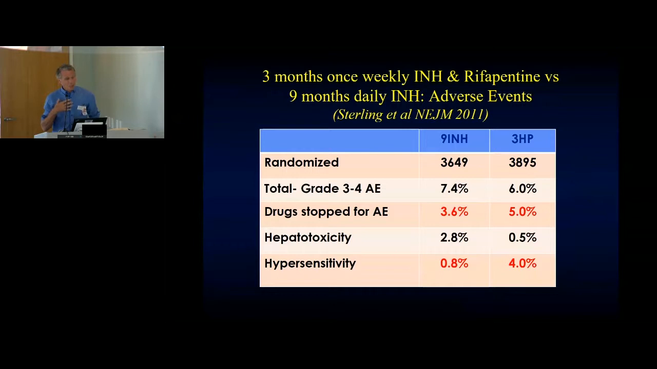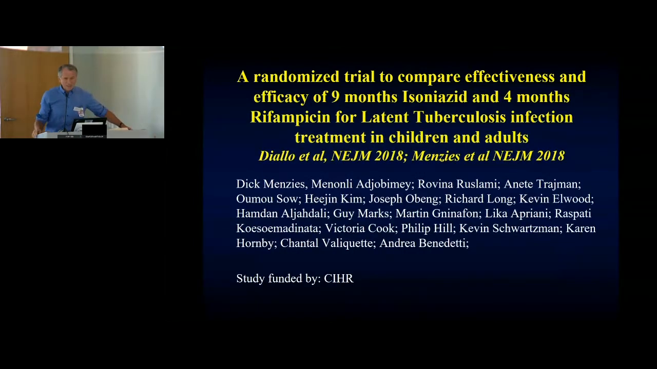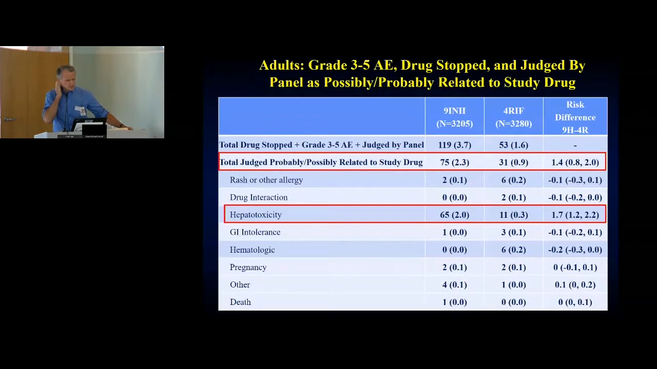So I felt I couldn't resist the opportunity to talk about some recently completed studies that involve some collaborators here in the room. A randomized trial for RIF and 9-INH in children and adults. And very briefly, this is grade 3 to 5 adverse events, drugs stopped. I'm just highlighting 2 areas. One is the total, judged possibly or probably related by an independent adverse event panel, so significantly lower with 4 RIF, and hepatotoxicity, again, a rate of 3 per 1,000 of grade 3 to 4. No hospitalizations, actually, in either arm.